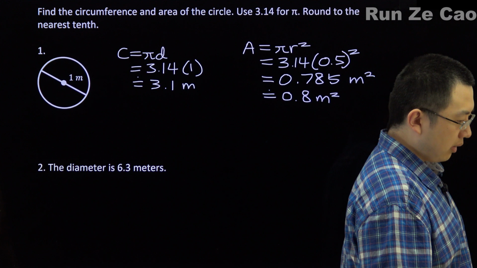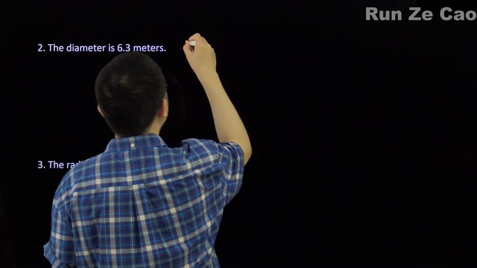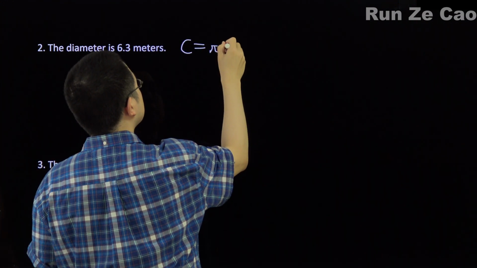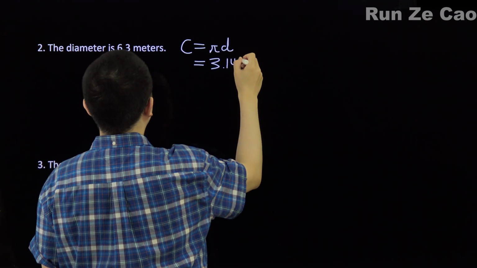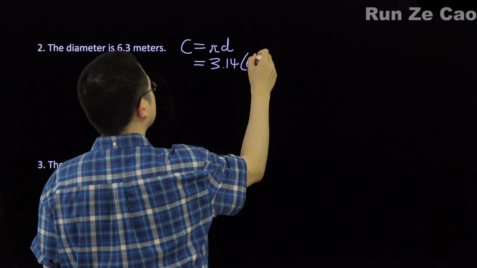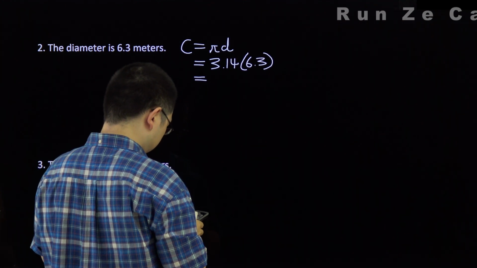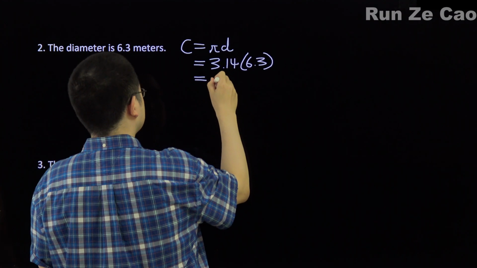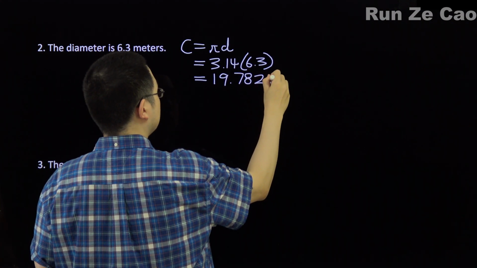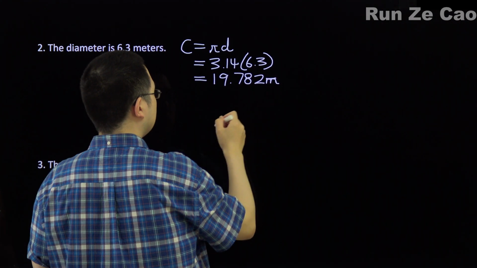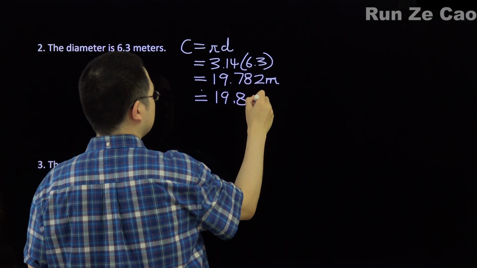Okay, then, let's say we have a diameter of 6.3 meters. Well, circumference is equal to pi d, which is going to be 3.14 times diameter, which is 6.3. So 3.14 times 6.3 equals 19.782 meters. Which is approximately 19.8 meters.